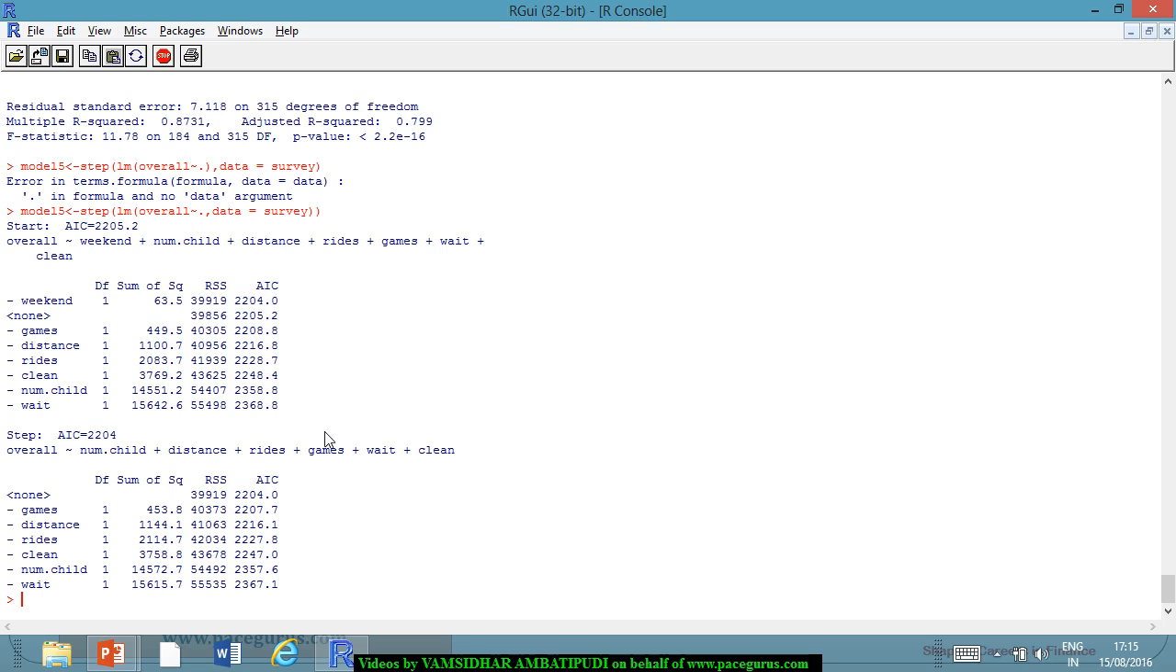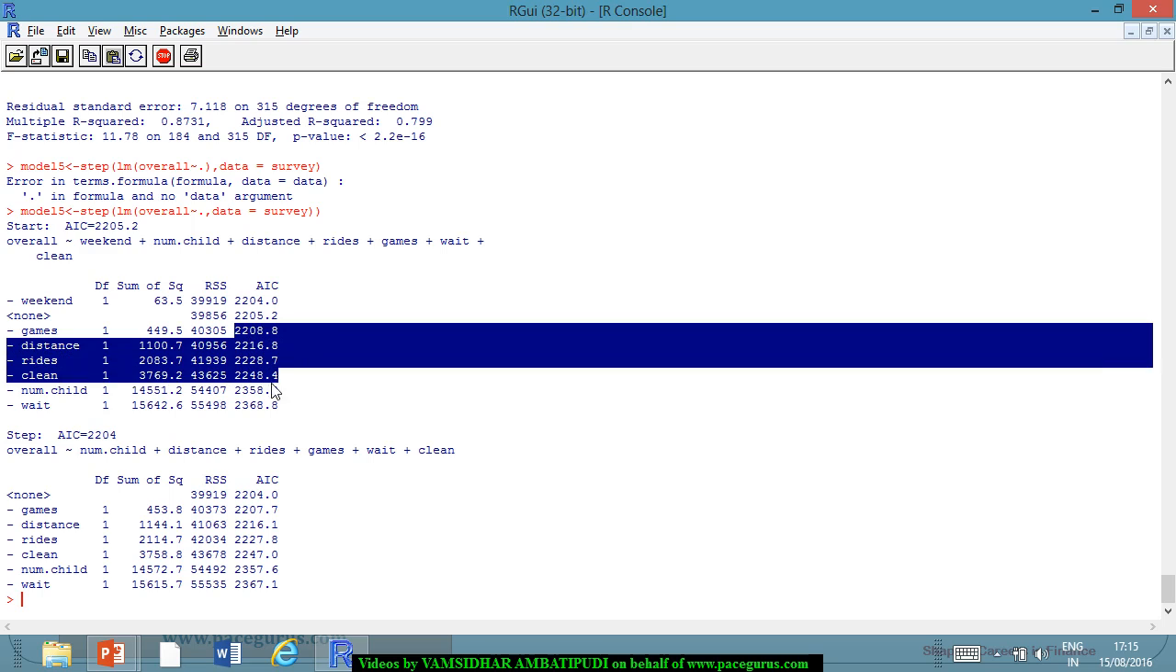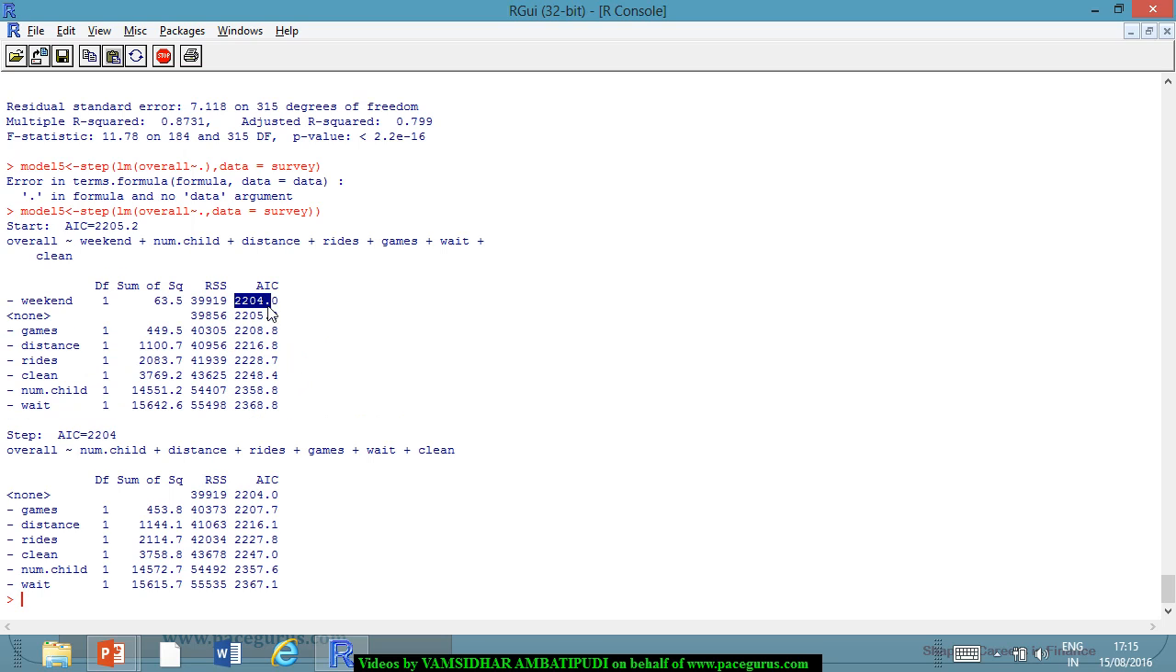Now if you see, this is the overall model. It is going step by step. Initially all the variables are being included. Based on that, it has taken the AIC. AIC is the Akaike information criterion. If it has removed the weekend, this is the AIC. Removed nothing, it is this AIC. Removed each of these, the AIC is going up, which means only the weekend can be removed. So the weekend is removed, and this is what is going to be the model.